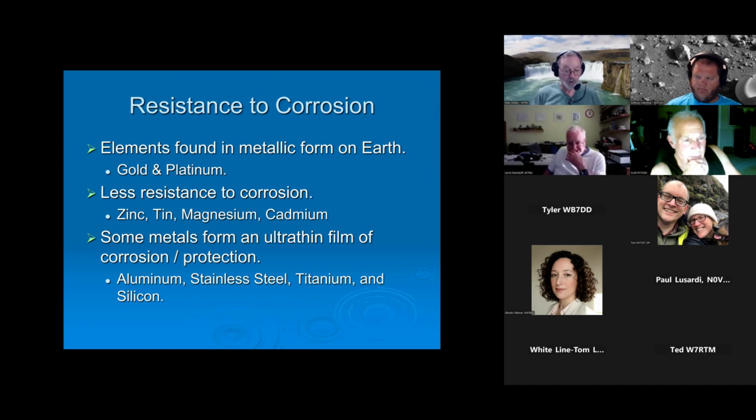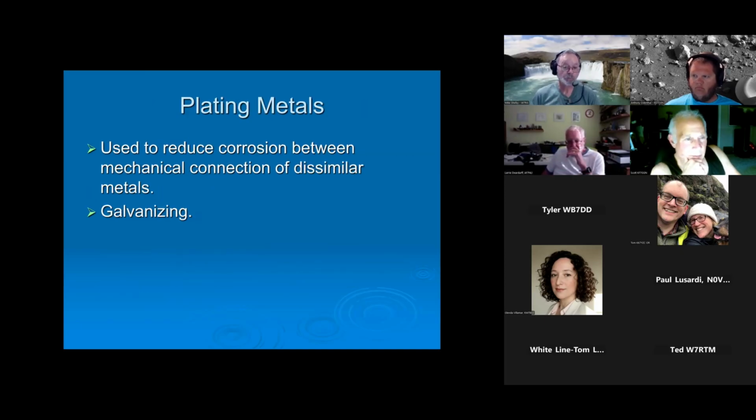But the two I want to talk about in another slide coming up is how we use aluminum and stainless steel. Stainless steel by itself is a really crappy conductor. Aluminum is really good. But how do we end up connecting these two together and making them play together? There is a plating process where you can reduce corrosion between mechanical connections of dissimilar metal.